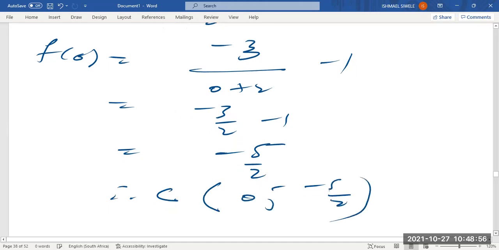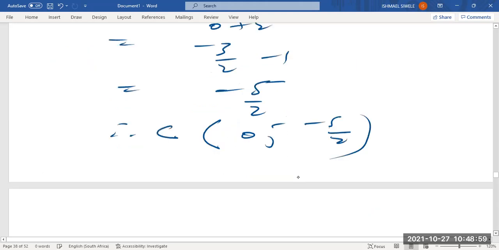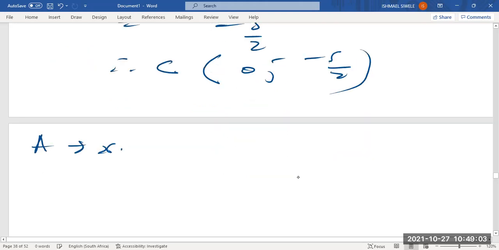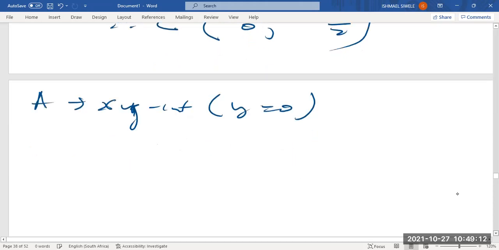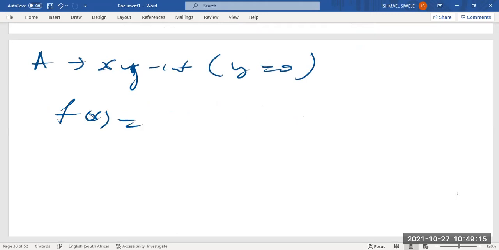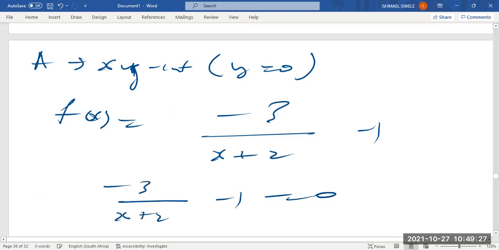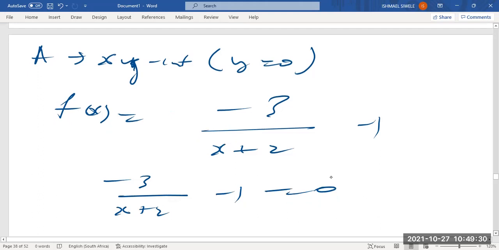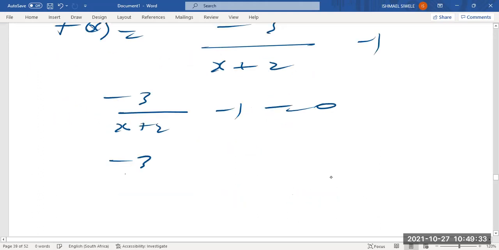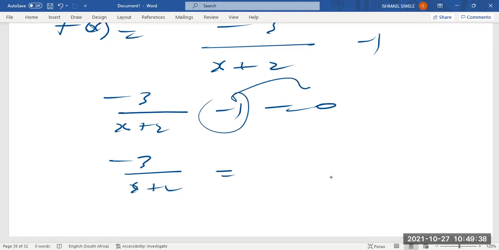And then what is left is to find the x-intercept, which is A. That's our x-intercept, so we let y equal 0. We know that f of x is equal to negative 3 over x plus 2, minus 1. If I let f of x equal 0, then negative 3 over x plus 2 minus 1 equals 0. Now I take this 1 across, so negative 3 over x plus 2 equals 1.